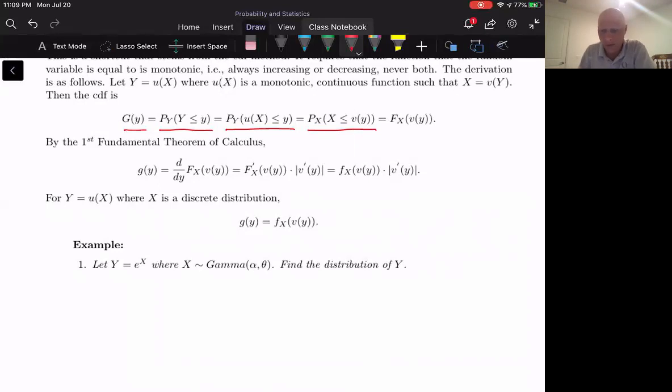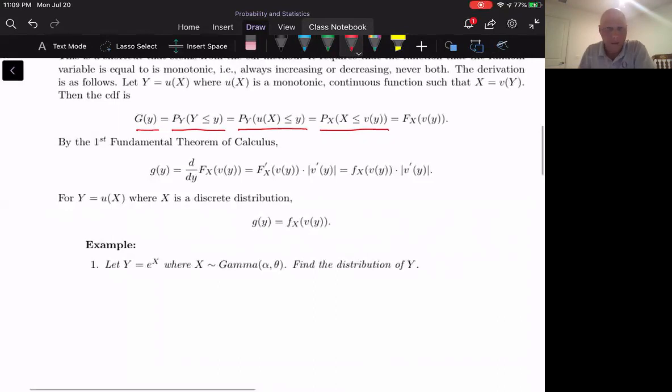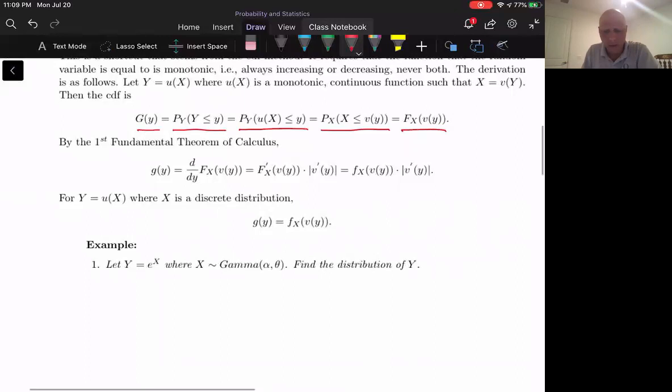And so now I'm using capital F. I have an x subscript so that you realize that is from the distribution of x. And this CDF is evaluated at v of y. Now, this isn't the shortcut yet. The shortcut comes into play with the first fundamental theorem of calculus, because what we did in at least two of the problems on the last handout was before we integrated, we just took the derivative directly. So little g of y is the derivative of the capital F function. Now, this is chain rule.